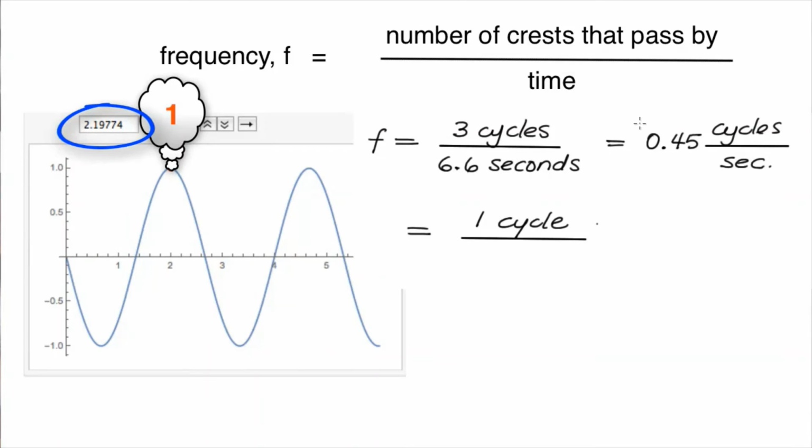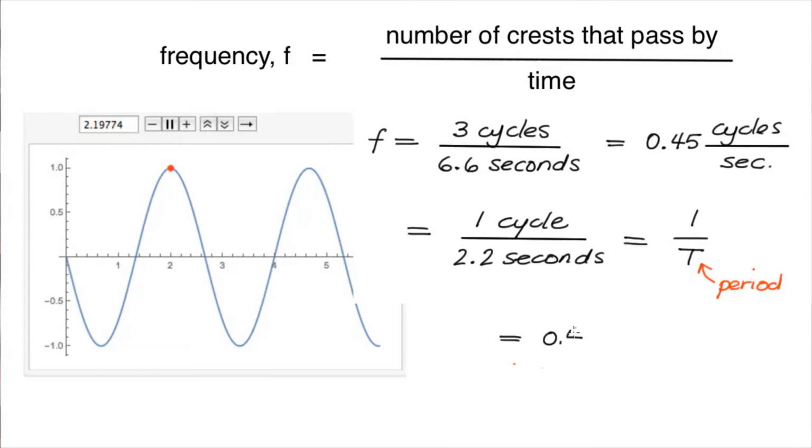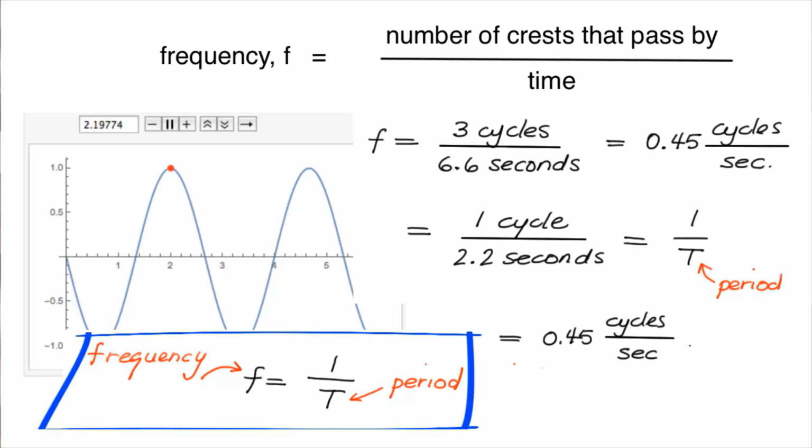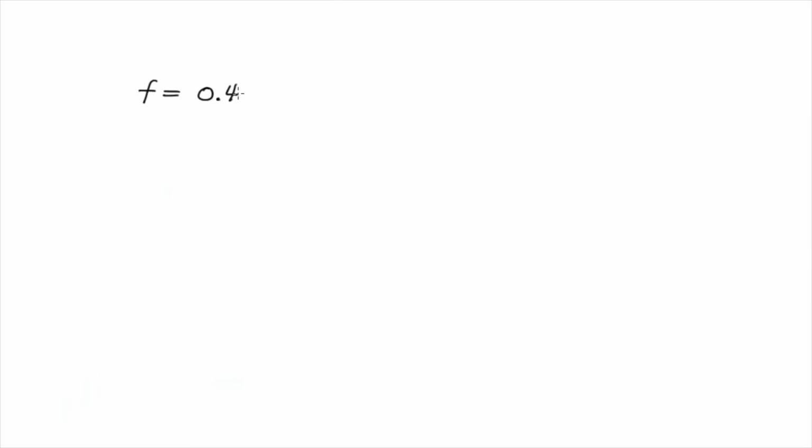This is the same as 1 on the period of the wave. Frequency is often denoted with a small f, and the mathematical relationship between frequency and period is this. Again, the frequency of the wave is 1 on the period of the wave. By the way, frequency has units of inverse seconds. As the number of cycles is just a number, it doesn't have units of mass, length, or time, or a combination of these. So the frequency is expressed as 0.45 inverse seconds.